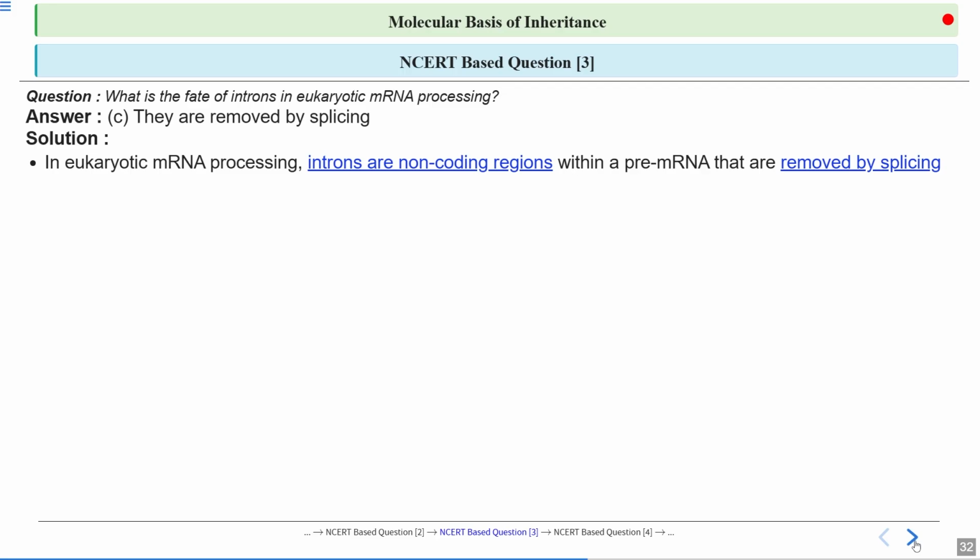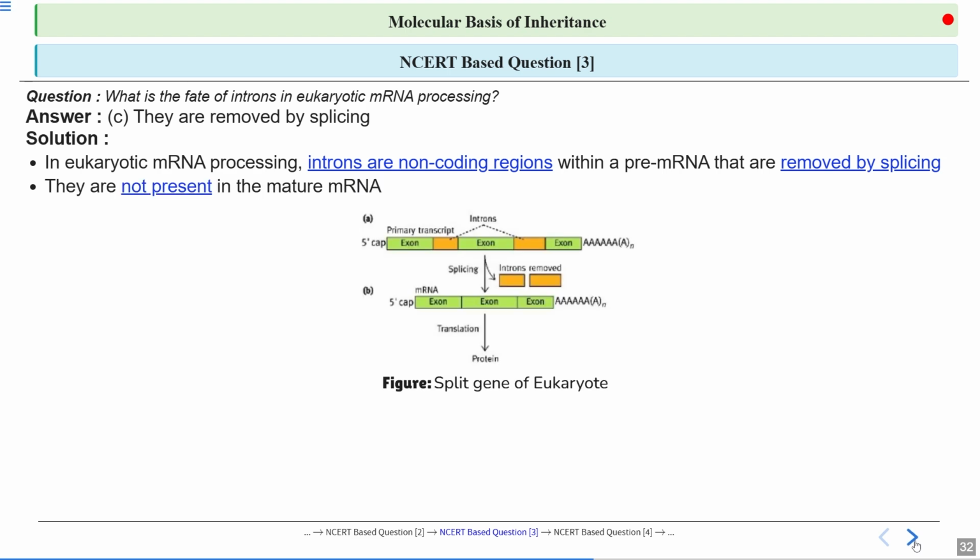So in eukaryotic mRNA processing, introns are what? Introns are non-coding regions within a pre-mRNA that are removed by which step? Splicing. They are not present in the mature mRNA. So here, we know that eukaryotes have the split gene, and they have both intron and exon. Intron is the non-coding region, whereas exon is something that is going to code. So when this precursor of the mRNA is going to form, it is going to have introns also. So with the help of splicing, in this step what happens? There is removal of this intron, and the exons are going to be added together in an ordered way.